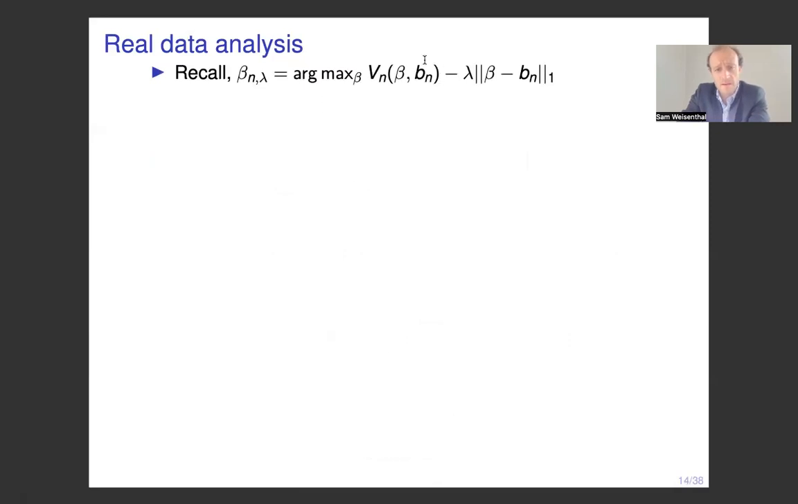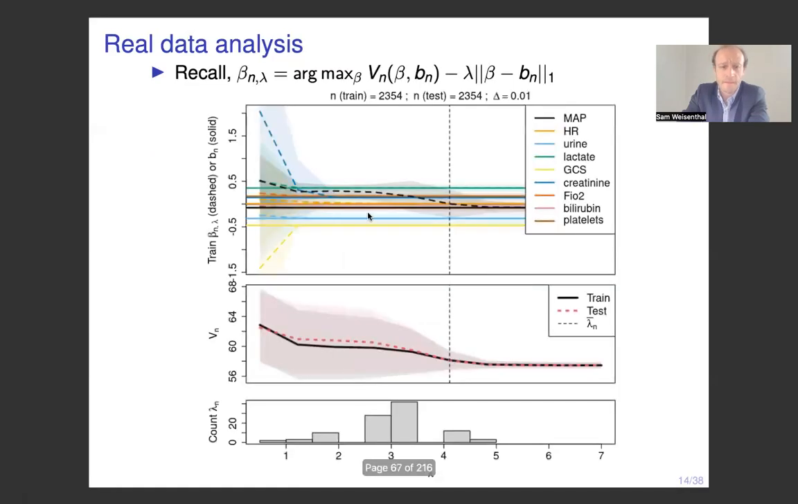So recall that this is the objective function. We're maximizing value and we're also pushing towards behavior. This is the same diagram that was modeled after the lasso diagrams. Here we're increasing lambda along the x-axis, and along the y-axis we're showing the suggested policy coefficients, which are dashed, and the behavioral policy coefficients, which are solid. You see that we have real covariates here now, mean arterial pressure and heart rate, for example, and most coefficients quickly are pushed to their behavioral counterparts.